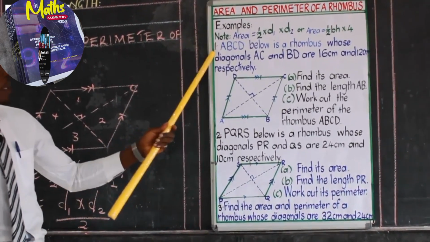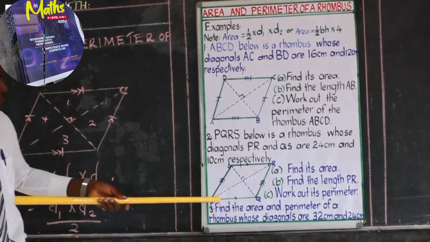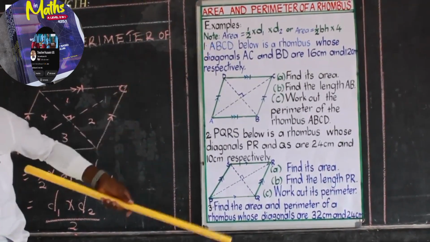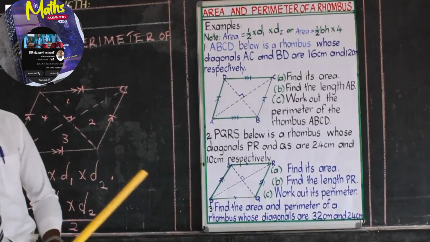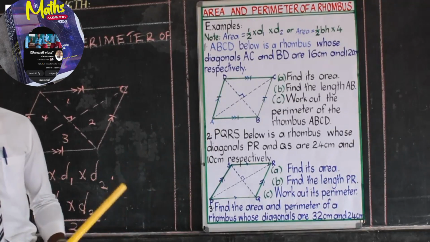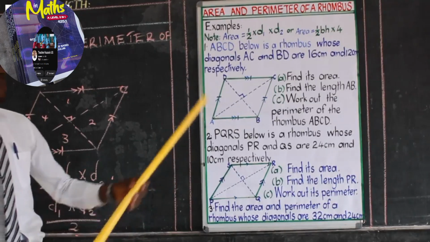Back to the question. Question number 1, we've gotten 3 questions. I'm going to help you go through the very first question, and then these 2 questions, you'll be doing them as your activity. You'll send them to the teacher. I will mark them and then forward the responses.